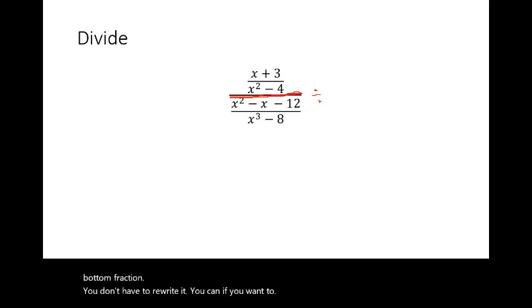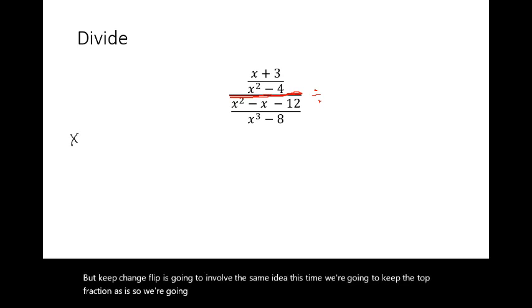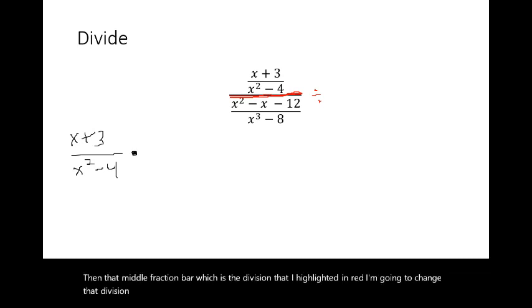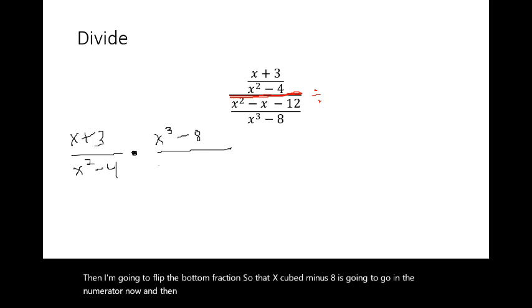But keep, change, flip is going to involve the same idea. This time we are going to keep the top fraction as is. So we're going to keep x plus 3 over x squared minus 4. Then that middle fraction bar, which is the division that I highlighted in red, I'm going to change to multiplication. Then I'm going to flip the bottom fraction. So that x cubed minus 8 is going to go in the numerator now. And then that x squared minus x minus 12 is going to be in the denominator.